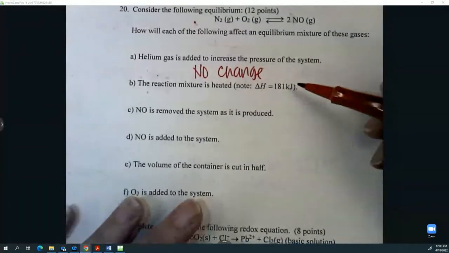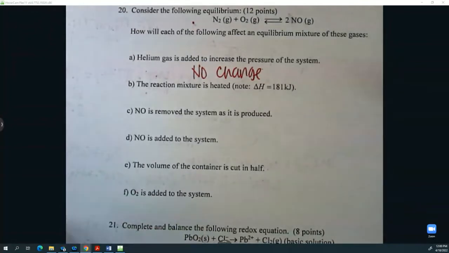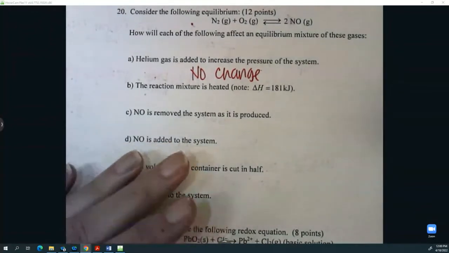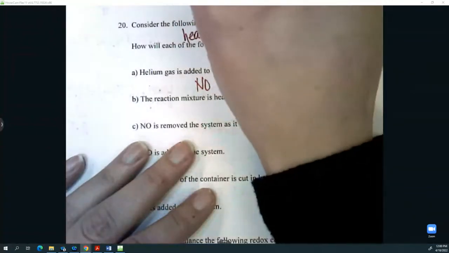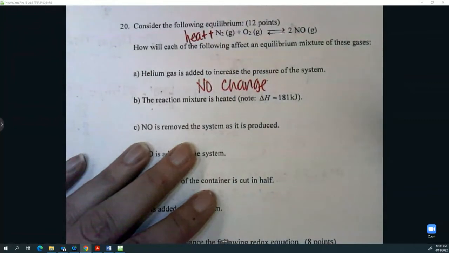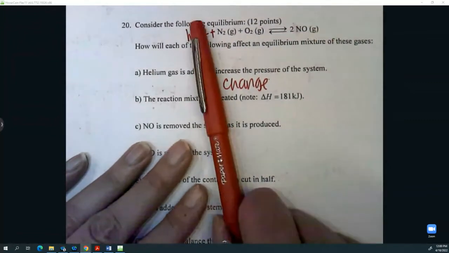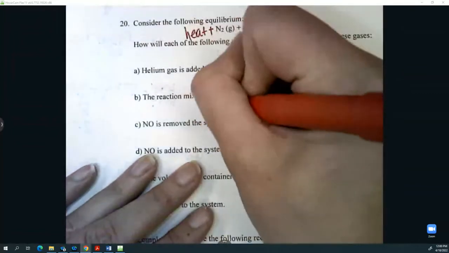If the reaction mixture is heated, and here they told me the delta H, so I need to use that information. So this is a positive delta H. That means it's an endothermic reaction. That means heat is getting used like a reactant. So heat should go over here. And now I can think of it like a reactant. If I increase the reactants, it will shift toward the products.